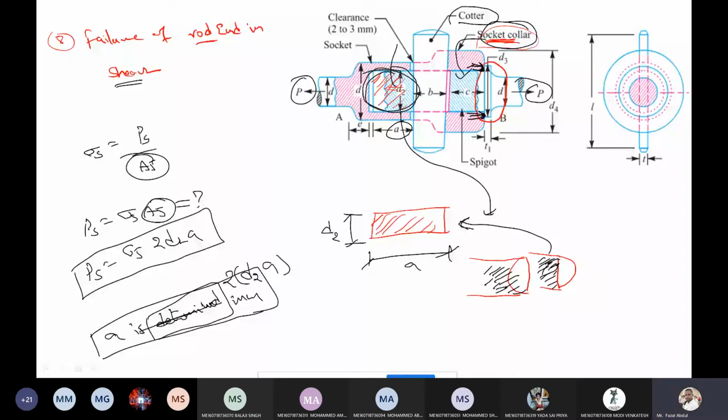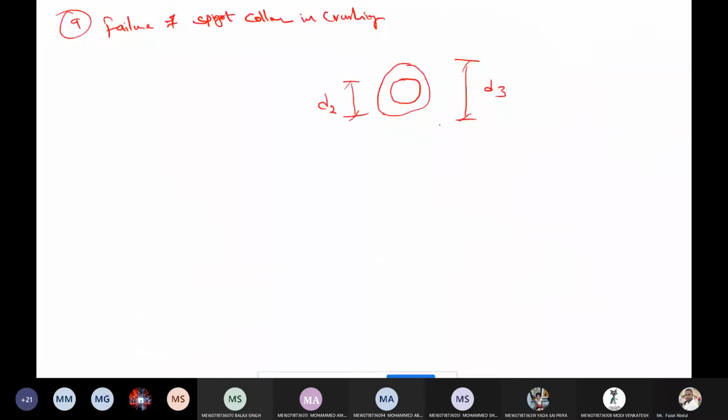Okay. So that crushed area I'm drawing here with the hashed lines. Okay? So due to crushing, I'm taking the crushing stress sigma c equal to load by crush area. Now the crushing stress into crush area.